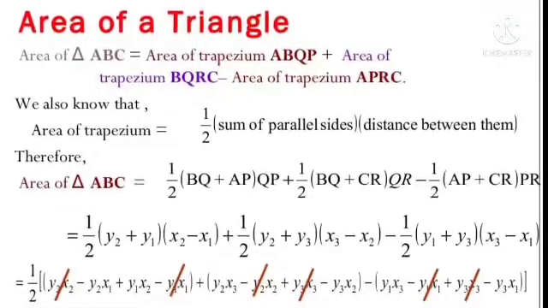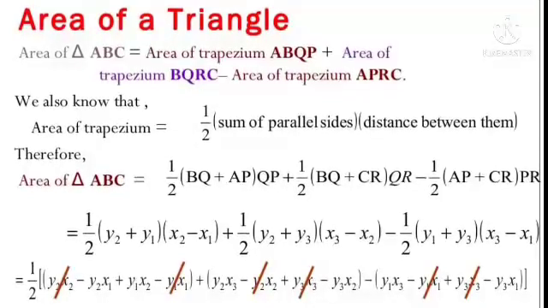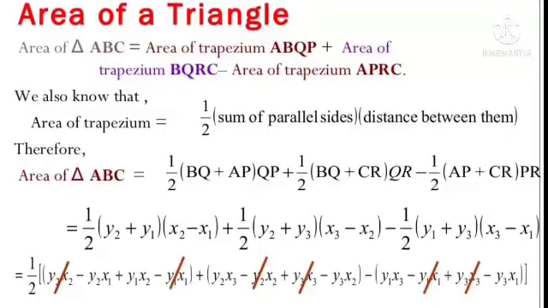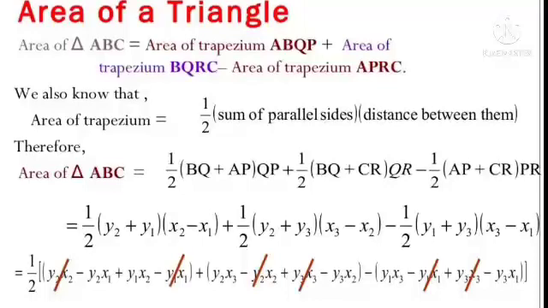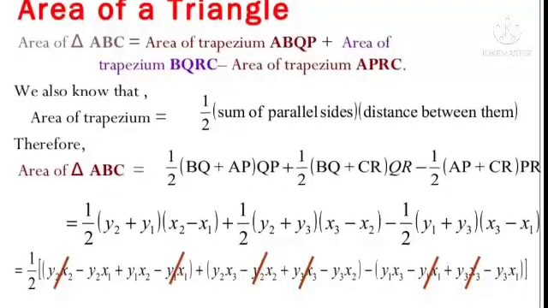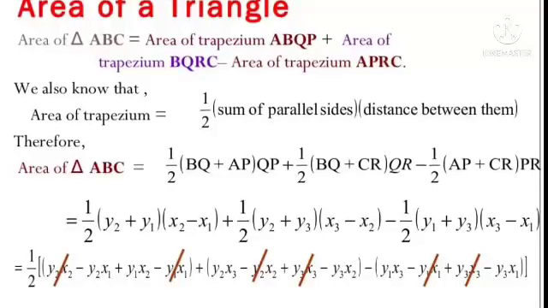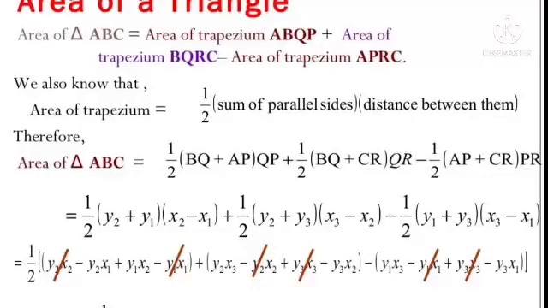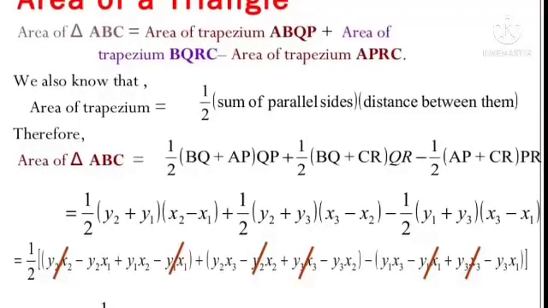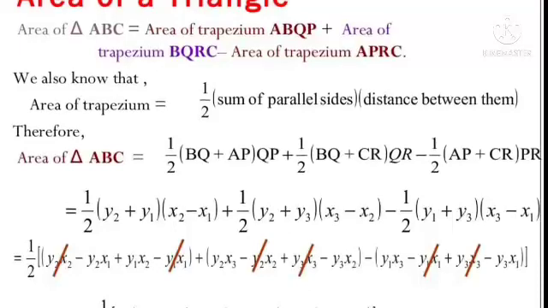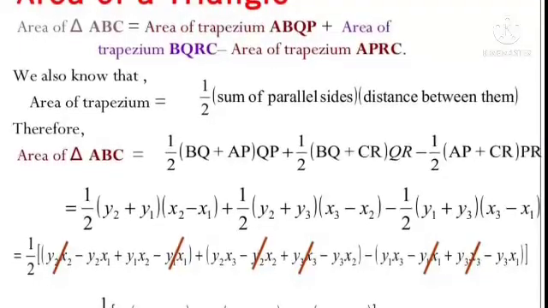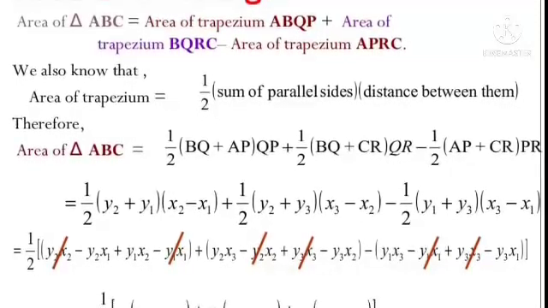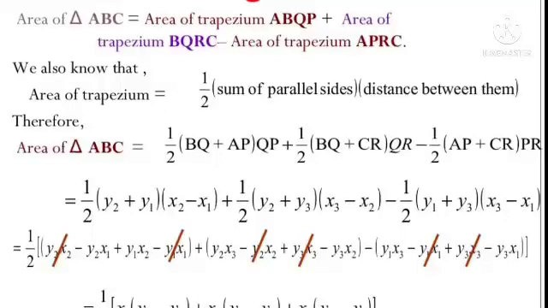between them. Therefore, area of triangle ABC is equal to half (BQ plus AP) multiplied by QP, plus half (BQ plus CR) multiplied by QR, minus half (AP plus CR) multiplied by PR, which is equal to half (y2 plus y1) multiplied by (x2 minus x1), plus half (y2 plus y3) multiplied by (x3 minus x2), minus half (y1 plus y3) multiplied by (x3 minus x1).